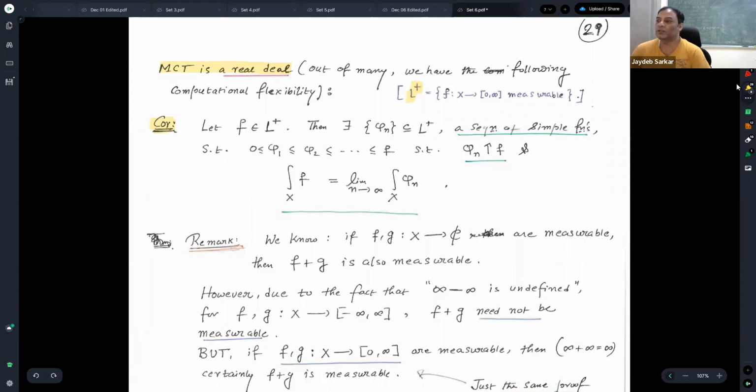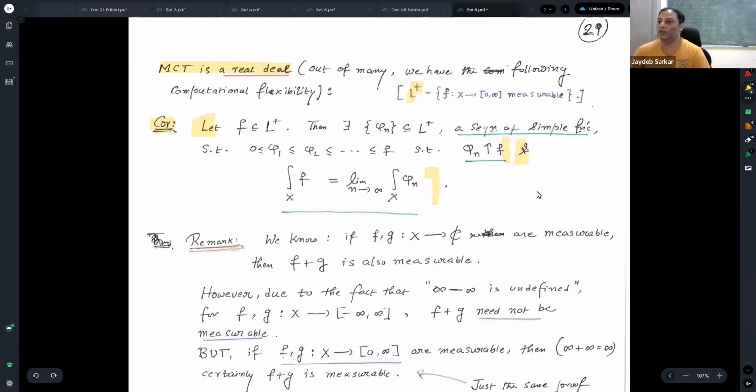Now just one comment: given f in L plus, you already know this happens. Up to this level, we know this, right? We know all about this result. We proved that for any function f of this type, you can always find an increasing sequence of simple functions which converges to f. So this is our old result, but the MCT assures the last part. So MCT assures this to this. So it says not only does it converge to f, but also the integration of f is the limit as n goes to infinity of the integration of phi n. And that's one real deal.